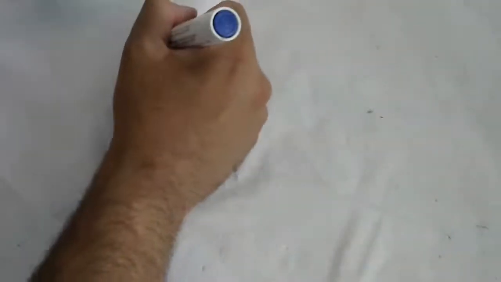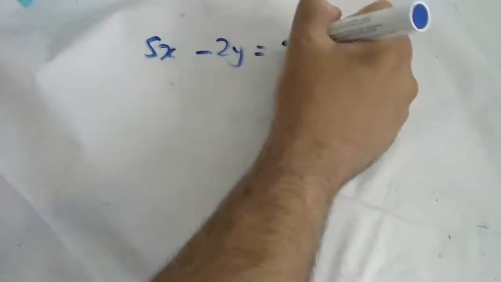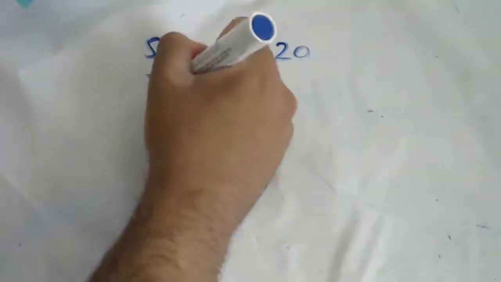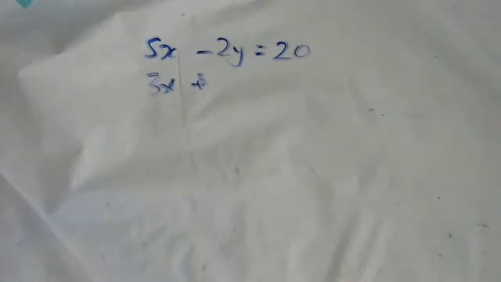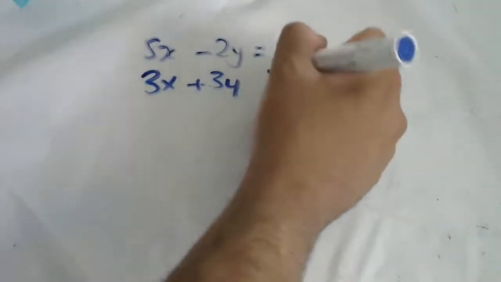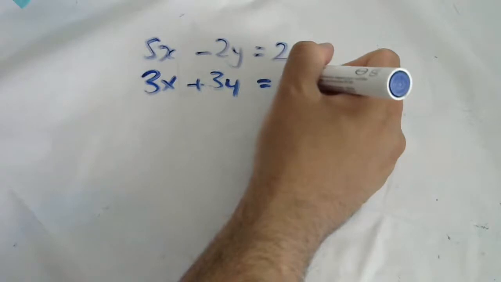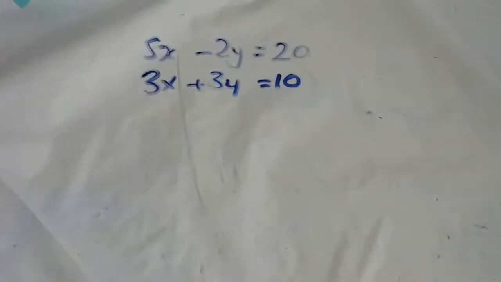Let's pop it up here. So let's go with 5x minus 2y equals 20 and 3x plus 3y equals, do you know what? Let's go with 10 and see what happens. Should be an interesting question. All right, so you've got that one to try. I'm going to give you about 5 minutes at least just to get some of it done, if not all of it. Right, hopefully you get all of it.